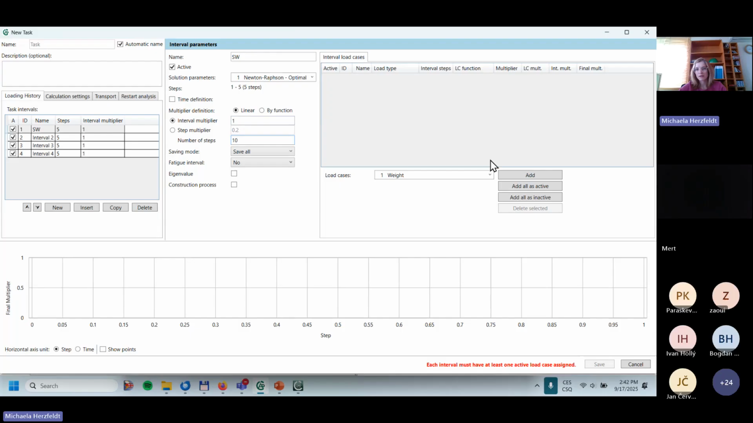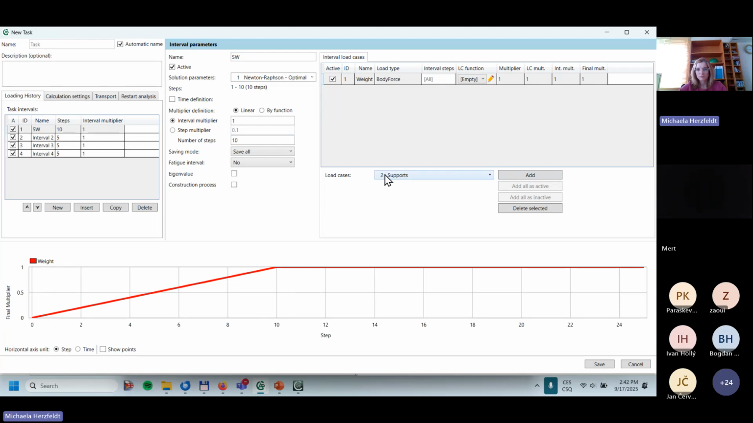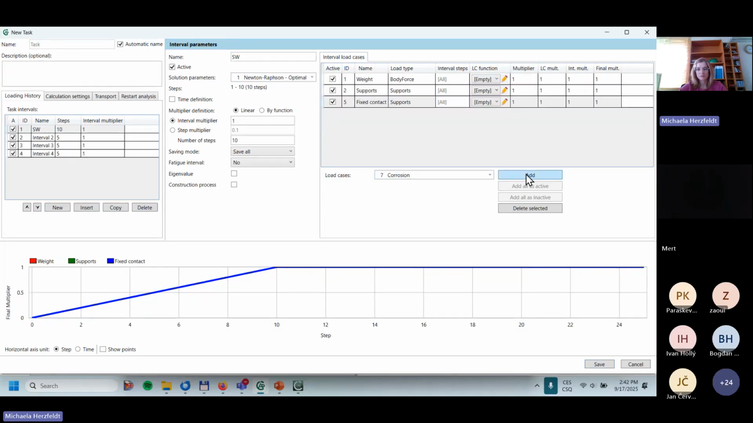For the self-weight, we also need to add the load cases that are applied during this interval. So we need the weight, where the loading is, and we need to add the supports, which are divided in this case into 2 load cases, which are supports and fixed contact.